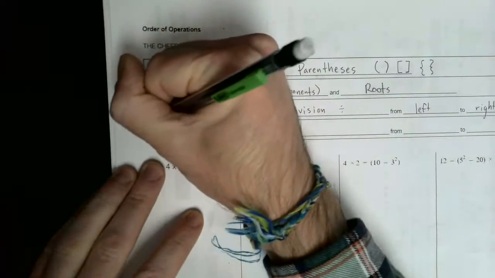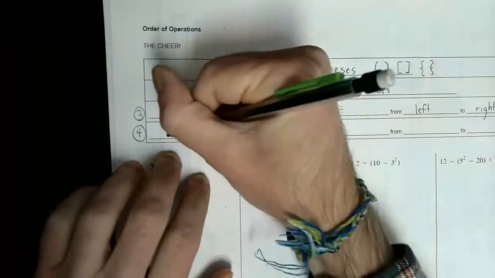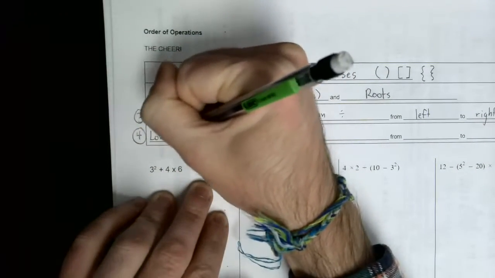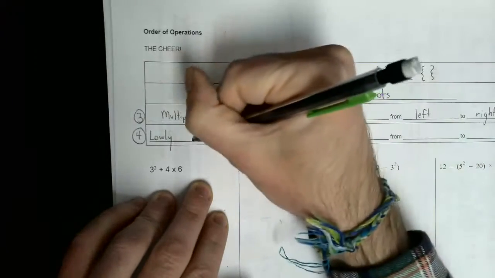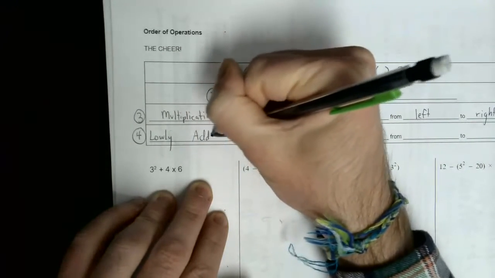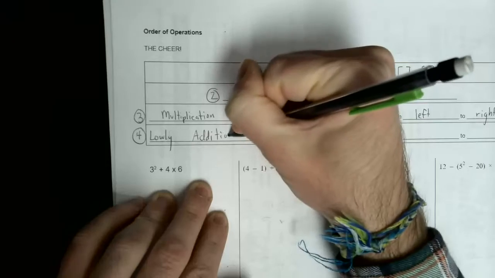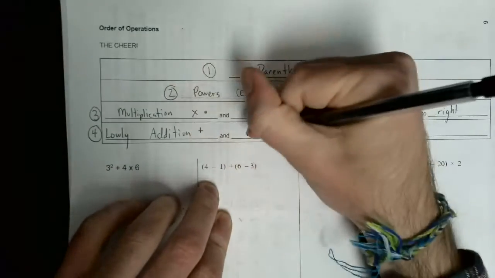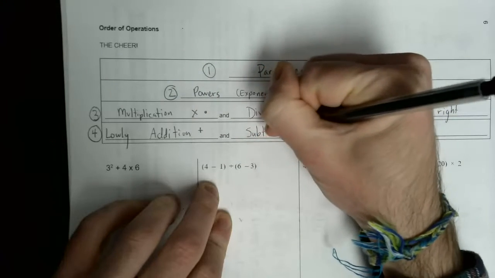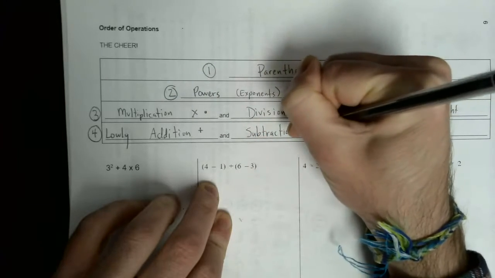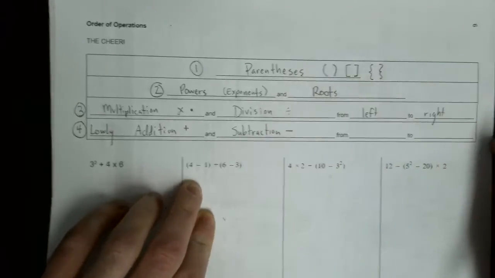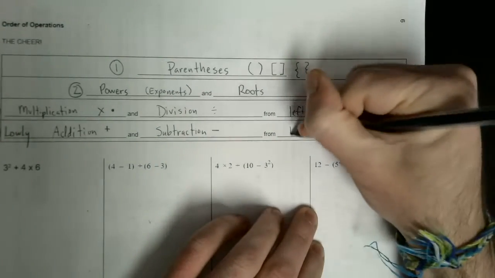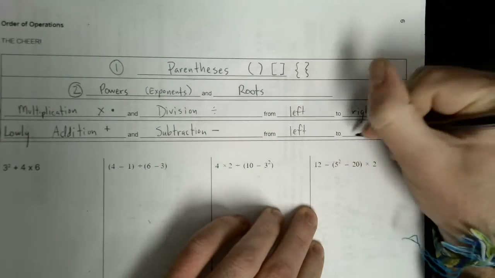All right, the last thing we're looking for is, in the cheer, we use the word lowly, meaning at the bottom. Not that they're the least important, but they're just the lowest on the totem pole in terms of order of operations. Lowly, addition and subtraction, minus sign, from left to right.